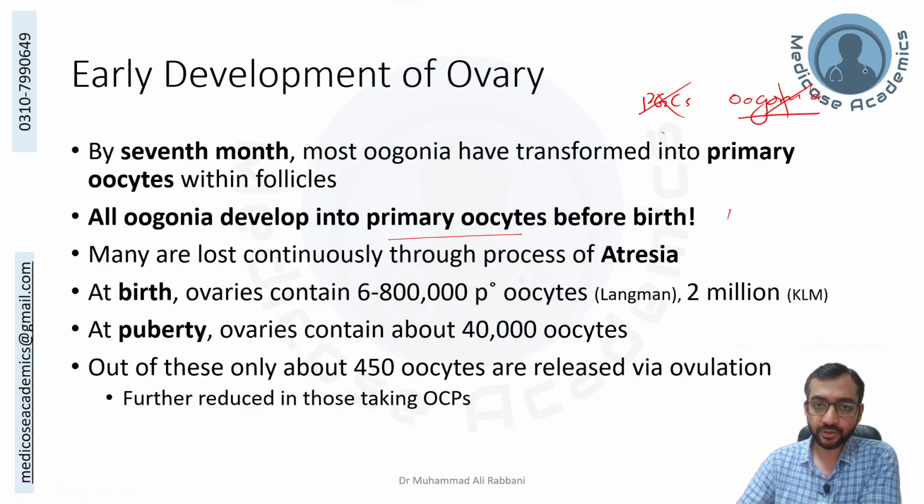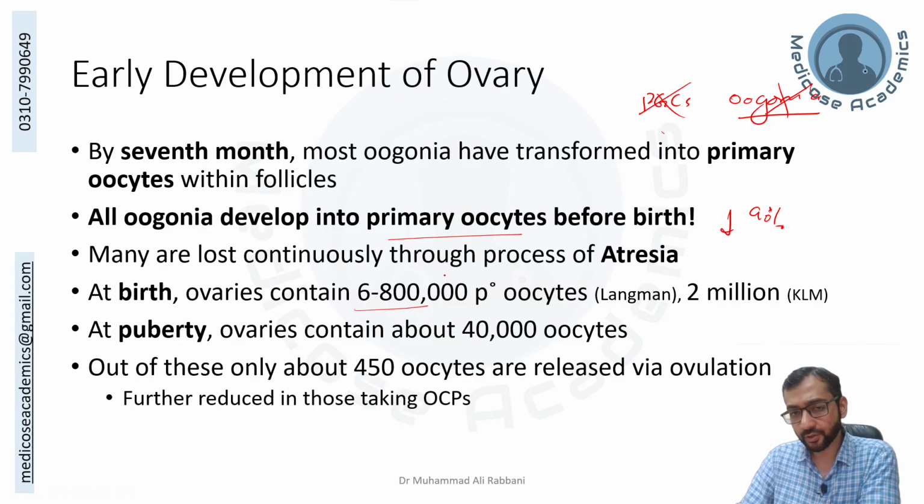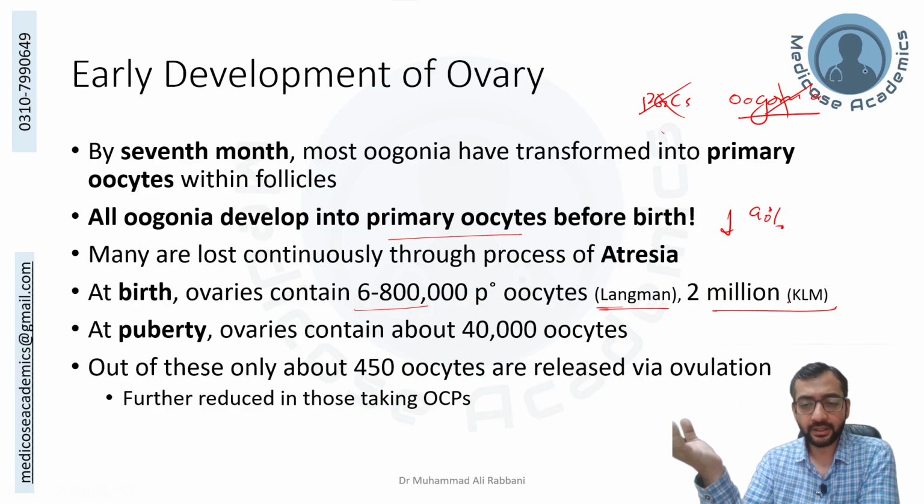So they reduce it so much so that 90% are lost roughly, and out of those 7 million you get at birth 6 to 800,000, an average of 700,000 at birth. There is a small difference: Langman says 6 to 700,000 and KLM says 2 million, but still, when you are talking about 2 million, you had a drastic drop from the 7 to 8 or 10 million that was in the beginning.